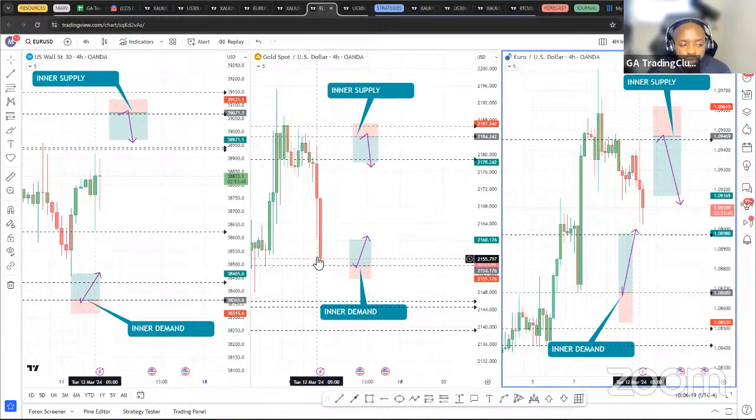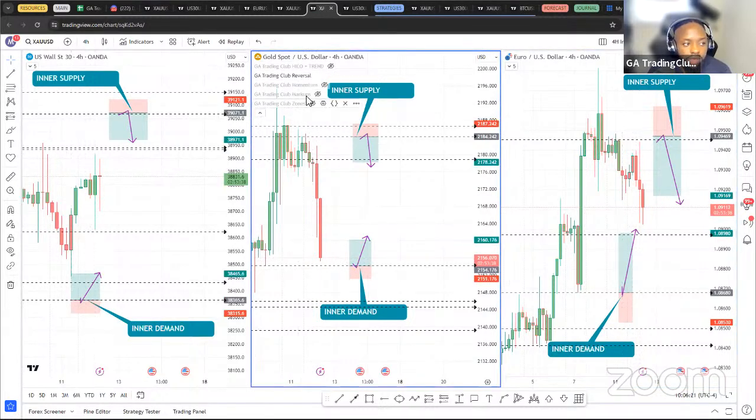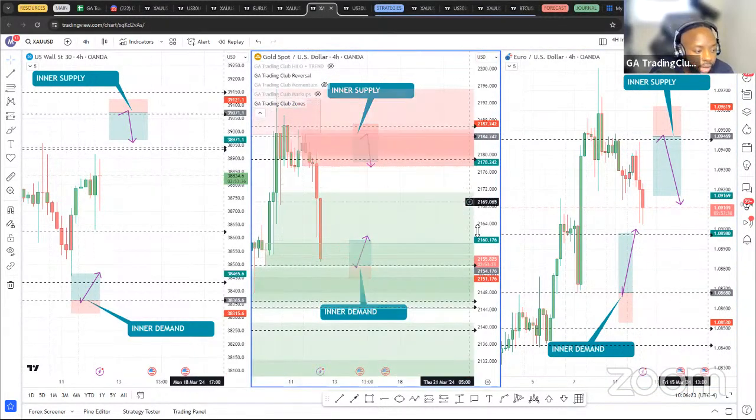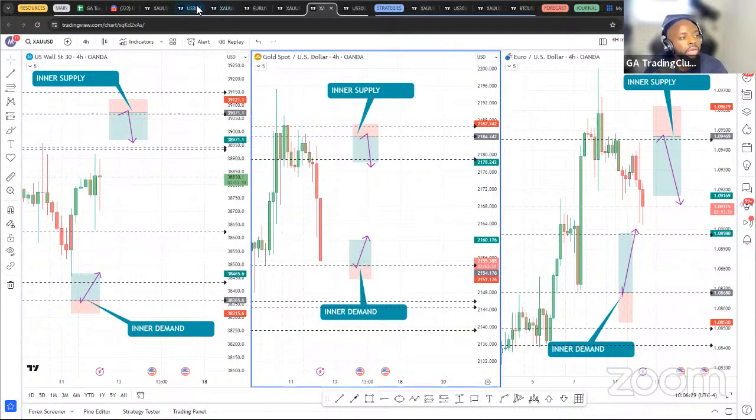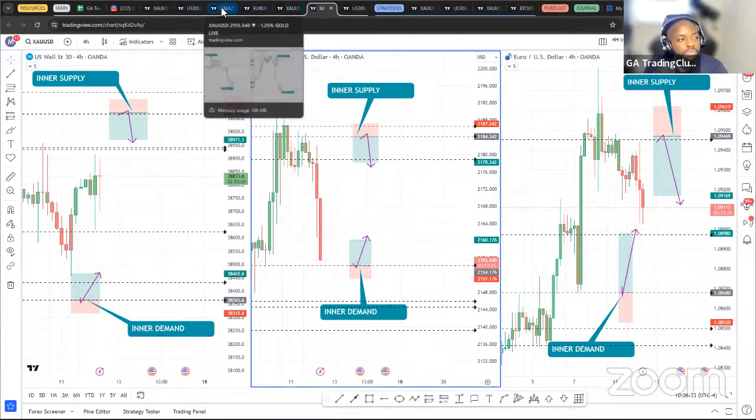So the 1 hour is 2156. The 4 hour is 2154.176. So at this point, let's wait for the 4 hour. Okay. Then between the 1 hour and 4 hour, 4 hour is most optimal.